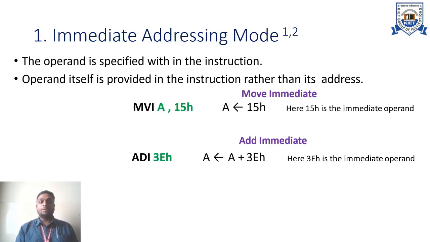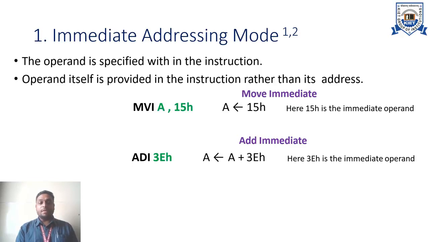The first one is immediate addressing mode. It means the operand is specified within the instruction itself. Here we have an example of instruction, that is MVI A, 15H. In this instruction, A is the register and 15H is the data. So this data is transferred to the register A, and this is specified in the instruction itself.